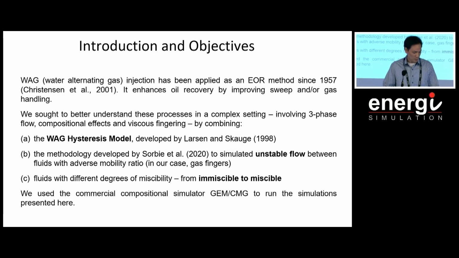And so what was our objective? We were trying to model 3 things at the same time: WAG hysteresis effects coupled with unstable flow, aka viscous fingers. And we also tried to see the impact of varying degrees of miscibility in these simulations. So we used the WAG hysteresis model developed by Larsen and Skauge, and then we applied the methodology by Sorbie et al. to model the unstable flow, and then we came up with different fluids with similar properties but different miscibilities.